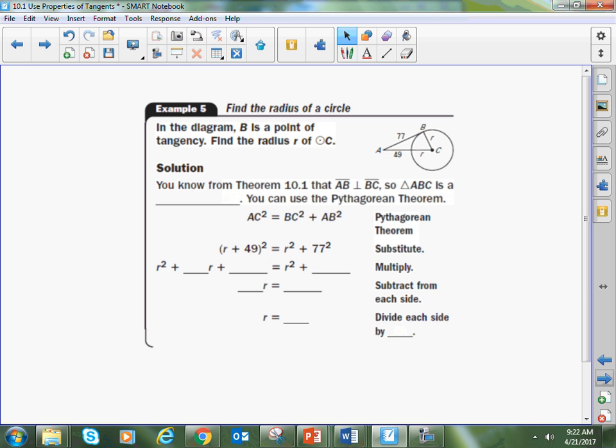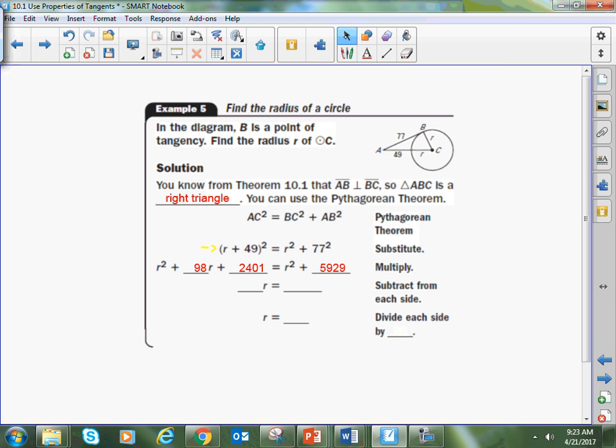So we can use the Pythagorean theorem to show that triangle ABC is a right triangle and find R, which would be, in this case, the length of the short side of the right triangle. So we're going to start plugging our numbers into the Pythagorean theorem. The hypotenuse is the sum of the radius and the external segment, 49. So that's why I say (R + 49)² at this point. And of course, the other two legs would be R² and 77².